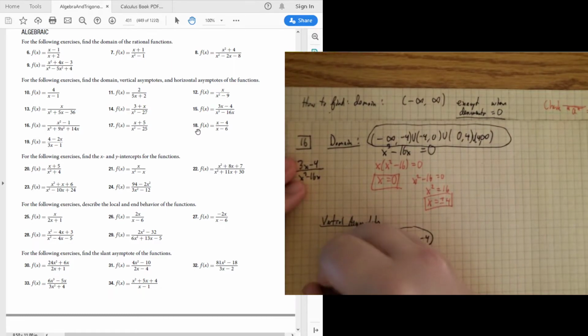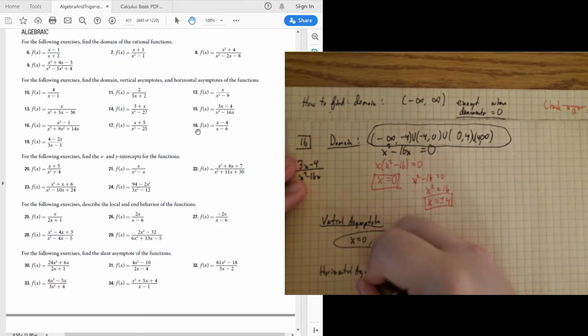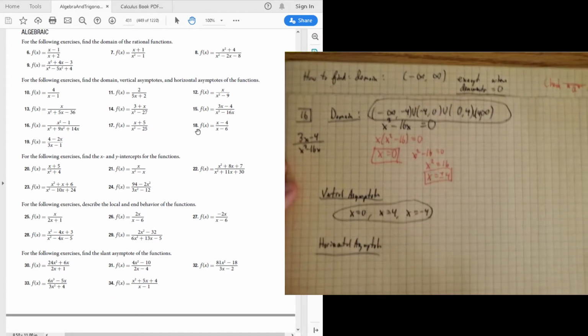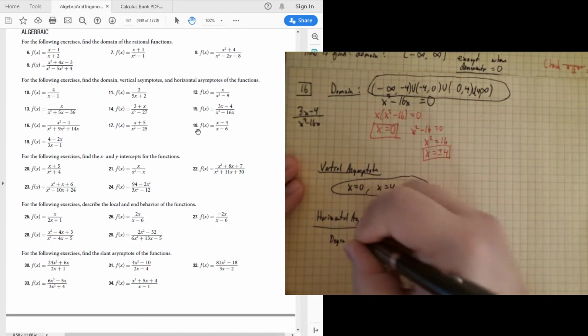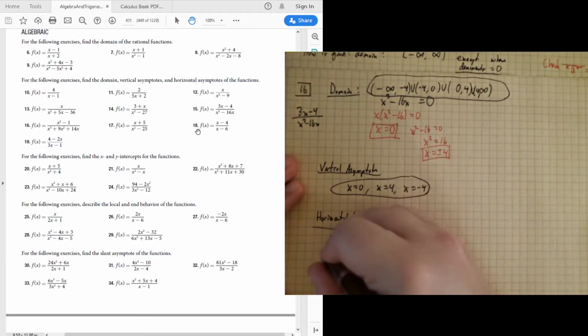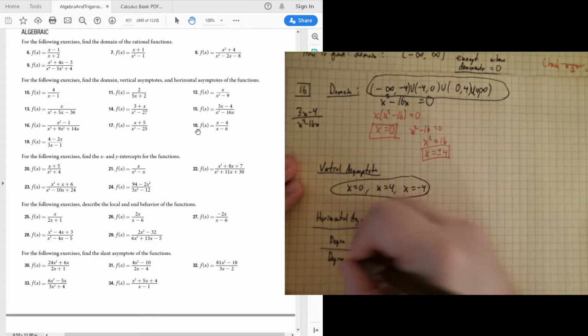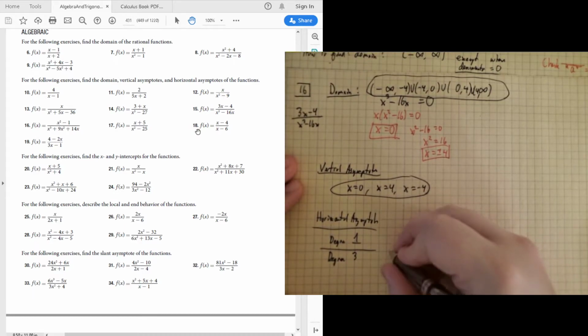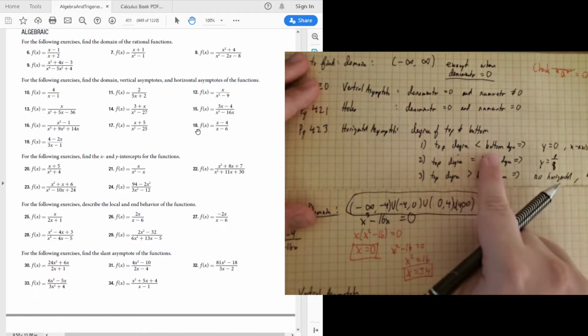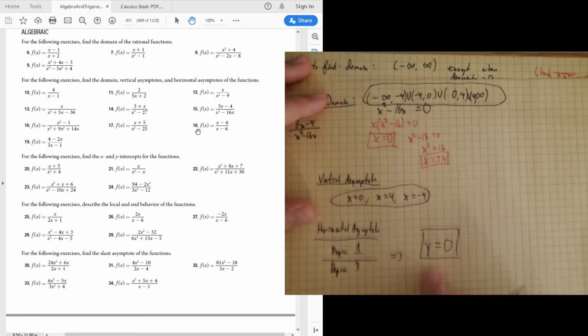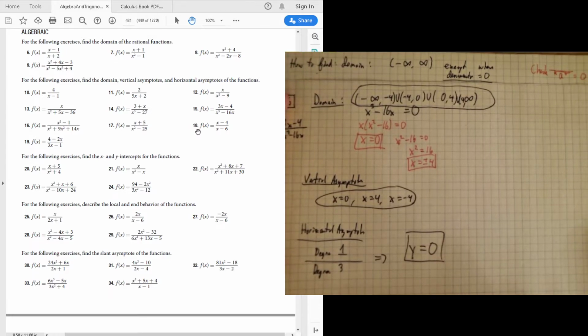Now, what about horizontal asymptotes? To find the horizontal asymptotes, I need to look at the function and ask what's the degree. On top, my degree would be 1. On bottom, my degree would be 3, which means that for this function, my asymptote would be at y equals 0. Again, using my list, if the degree on top is less than the degree on bottom, then it's y equals 0. And so if this was all the question asked, I'd be finished, but I'm going to take it a step farther, and I'm going to find my intercepts too.